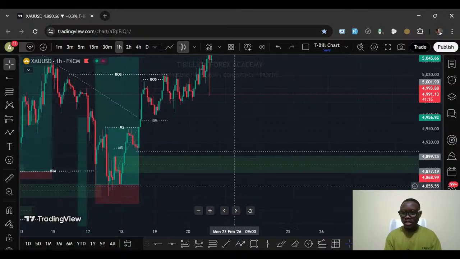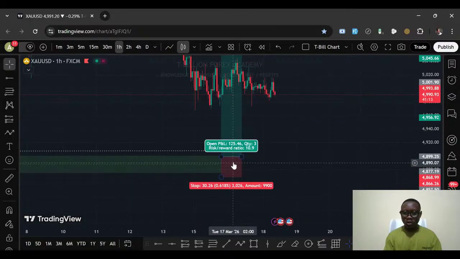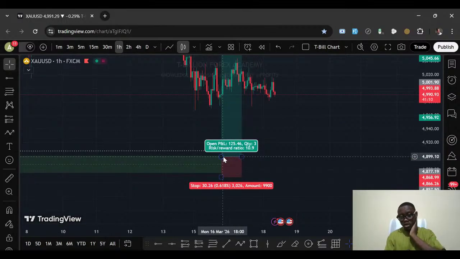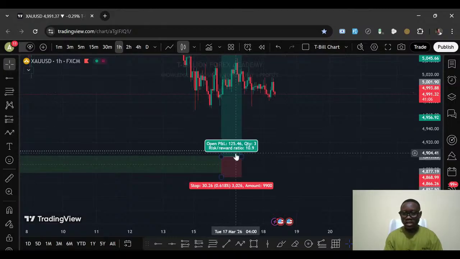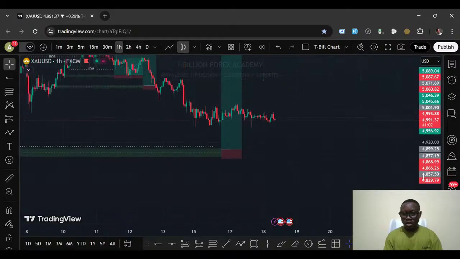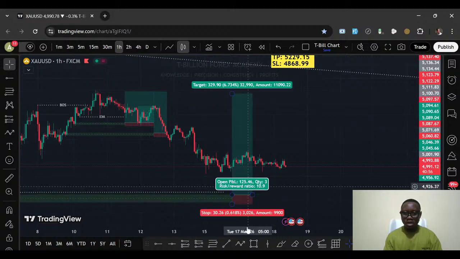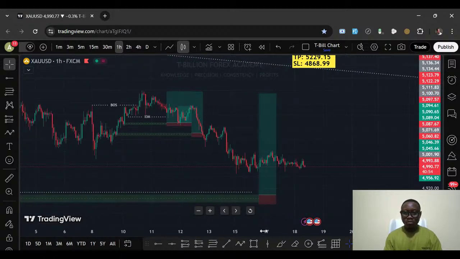So as soon as price taps into our breaker block, then we have our pending buy limit order at this position. As soon as price taps in, we get into the trade and we ride this trade all the way to this price level. This is where we are taking our TP, right? So again, we are still very much bullish in terms of the higher time frame confluence.